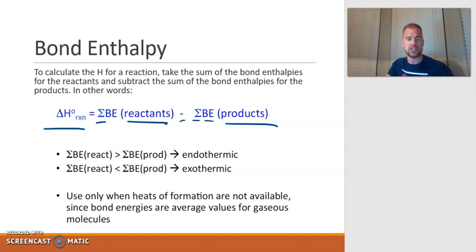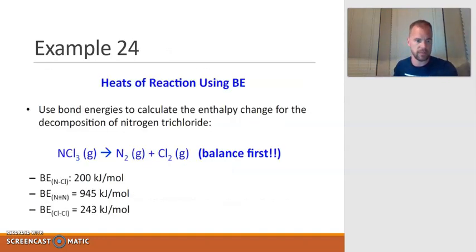If the bond energies of your reactants is greater than the bond energies of your products, it's going to be endothermic because this is going to end up being a positive value. But if your bond energy for your reactants is less than your bond energy for your products, it'll be exothermic. Don't worry about all of this. Let's look at an example and I'll show you how to think about all of this.